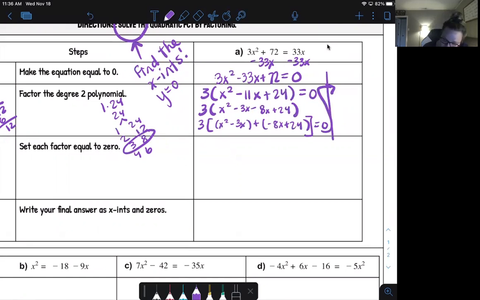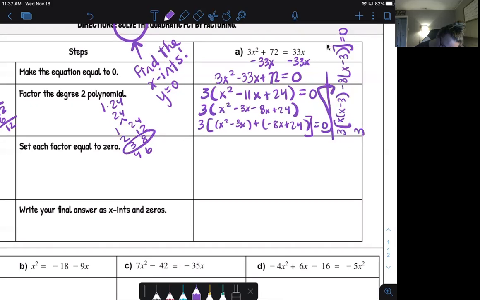So x squared minus 3x have an x in common, so I'm going to factor that out. So I'm going to have 3 times, I'm bringing out an x here, and I'm going to have x minus 3 left. Negative 8x plus 24, the first term is negative, so I'm going to factor out a negative 8. That's not going to work. I'm going to write sideways. So 3 times, I factor out an x, so I had x minus 3. I'm factoring out a negative 8. I'm going to have x minus 3. And it still equals 0. Make sure you have equals 0 at each step.